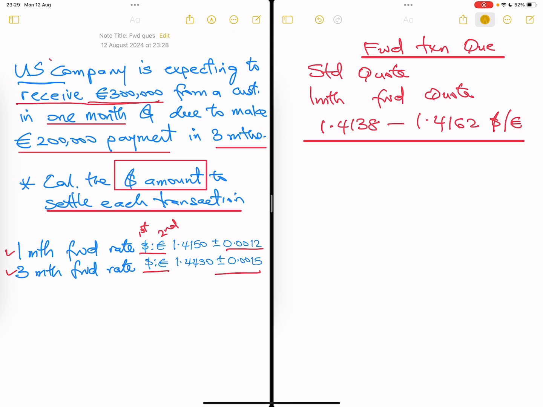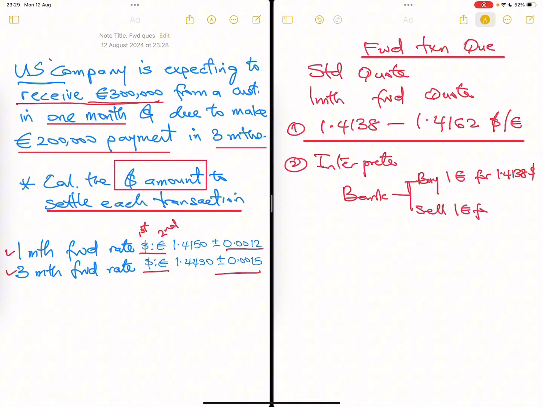The next thing that we need to ask ourselves is interpretation. Yeah, remember interpretation. So you need to interpret it. So what we're saying is that bank will buy €1 for $1.4138, and bank will sell €1 for $1.4162.